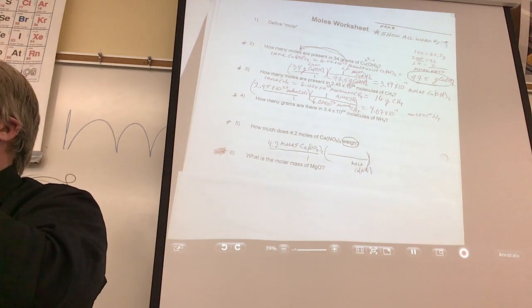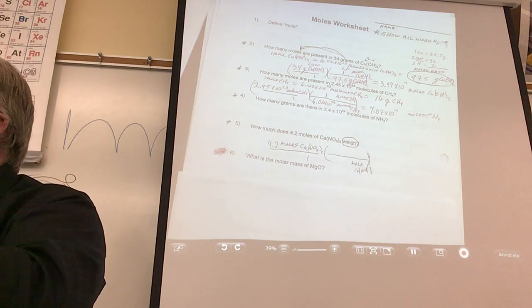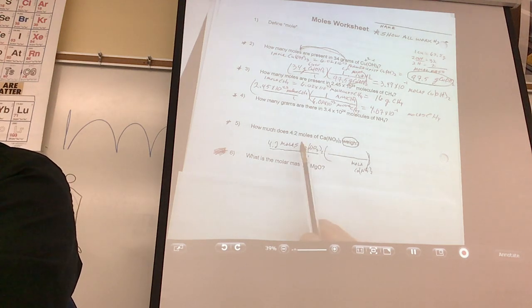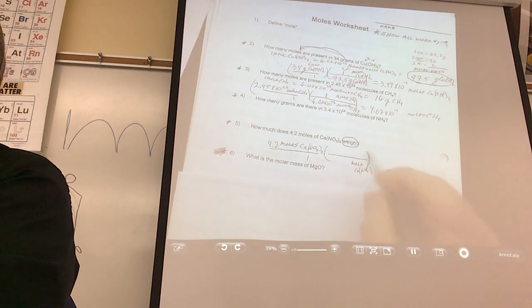And this is the hard part. I think, Dan, you may have asked that question yesterday, didn't you? And, hey, what are you going to convert it to? They want to know how much it weighs. So we need to convert moles into what? Who remembers that? Kyle, you remember? Into what? Grams, okay? Grams of calcium nitrate.